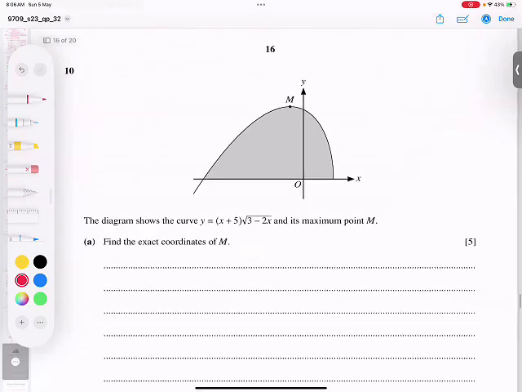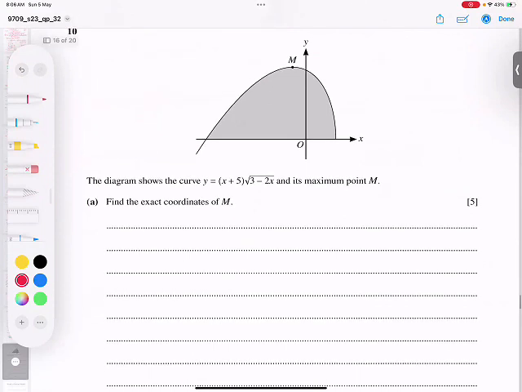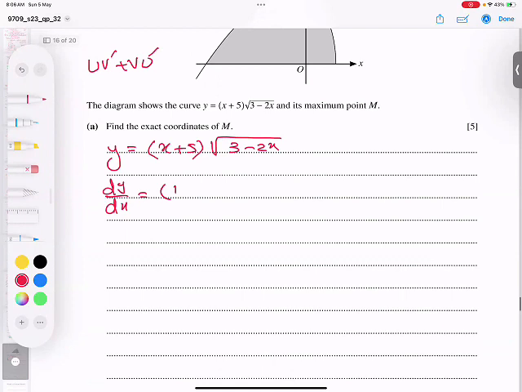Alhamdulillah, question next, number 10. He is asking here that we have a given function and the maximum point is m. So find the exact coordinates. So we have to apply the product rule. What is the method, students? U copy V dash, V copy U dash, 1 by 1. So I have copied the first function as it is into the derivative of the other one, plus now reverse. I think it is clear.